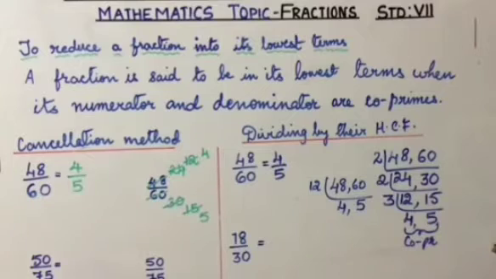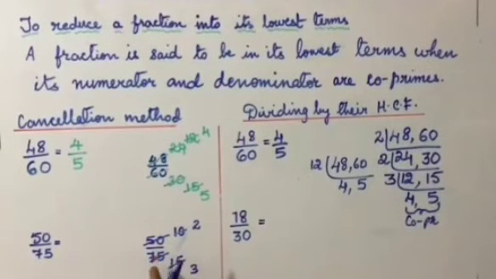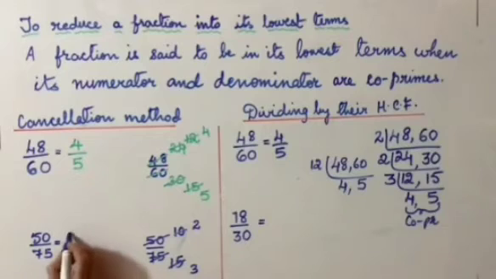Okay. Similarly, we have 50 and 75. Let's simplify. Can you think of the number which will divide? So 5 10s and 5 15s. Again you have 5 2s, 5 3s. Or if you want to do it in one step, think of a number which will divide these two, that is 25. So 25 2s, 25 3s. So the simplified fraction is 2 by 3.